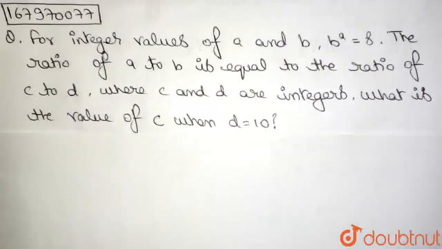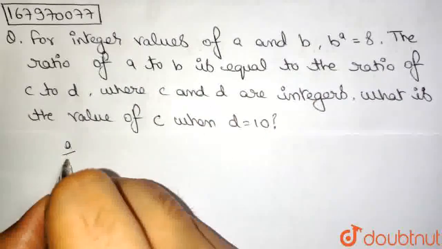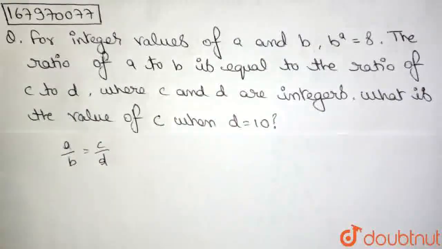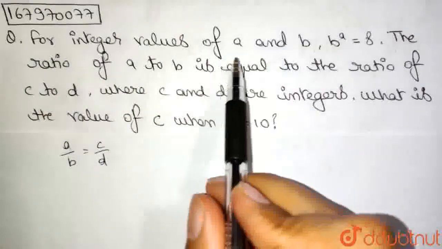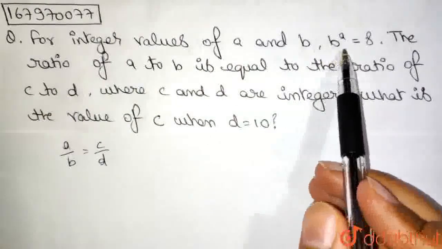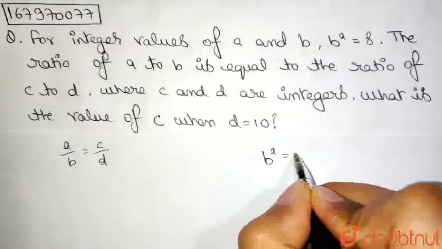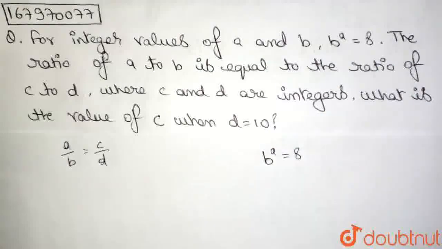So let me write this up first. We have the ratio of a to b is equal to the ratio of c to d, straight away from the question. Now, for integer values of a and b, b to the power a is equal to 8. So let us write this down: b to the power a is equal to 8. Since we have been asked to check only for integer values, that means 1, 2, 3, 4 or minus something like that. So let us just do it.